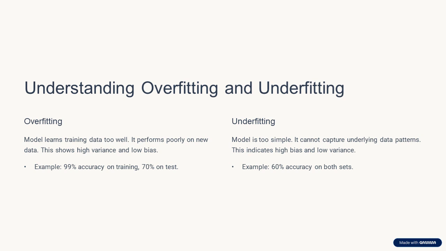An overfitting model learns training data too well. An underfitting model is too simple. It cannot capture underlying data patterns. This indicates high bias and low variance.